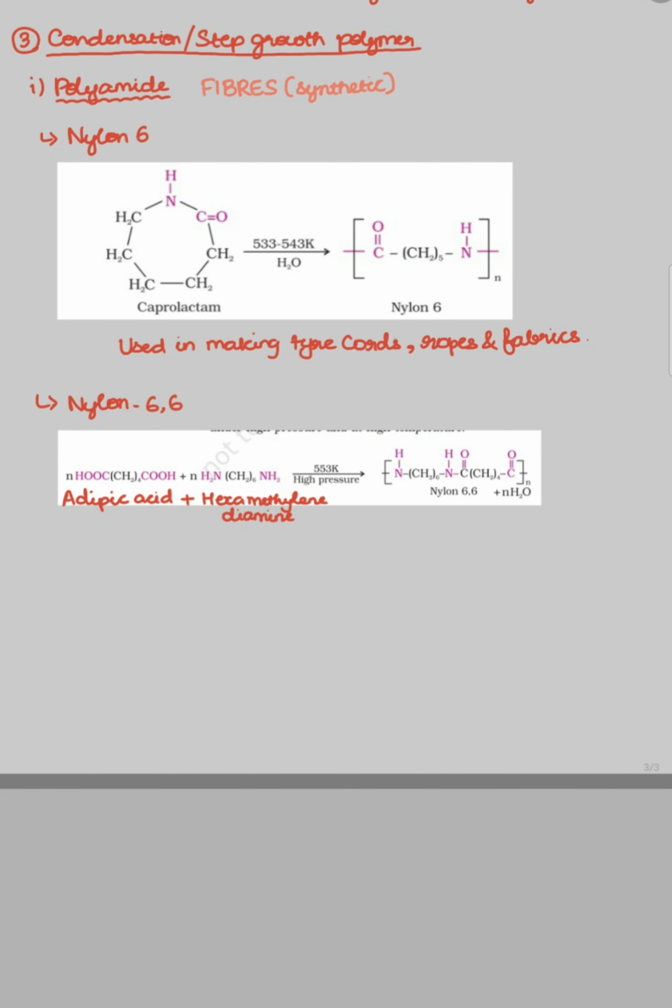The next classification is condensation or step growth polymer, in which the first is polyamides. These are synthetic fibers and they include nylon 6 and nylon 6,6. Nylon 6 is obtained by polymerization of caprolactam. It is an important structure. So polymerization of caprolactam will give nylon 6, and this one is used in making tire cords, ropes and fabrics. Nylon 6,6 is obtained by polymerization of adipic acid and hexamethylene diamine.